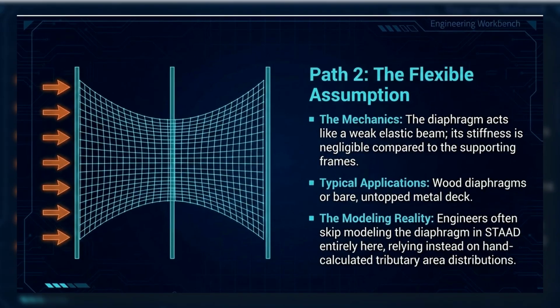Now let's understand the flexible diaphragm in STAAD. The flexible diaphragm behaves in almost the opposite way, like an elastic beam with stiffness that is small compared to the supporting frames. Typically for wood diaphragms or bare metal deck, engineers commonly hand calculate the load distributed to each frame based on the tributary width and simply do not include the diaphragm stiffness inside the STAAD model at all.